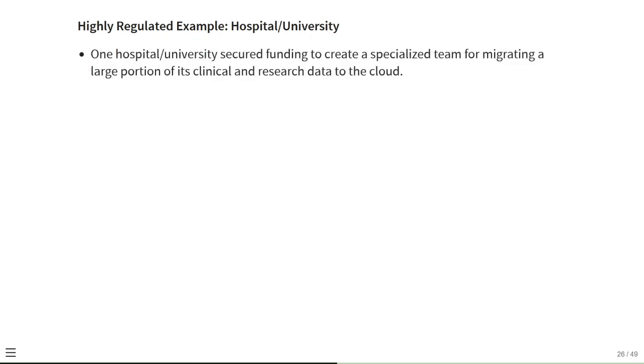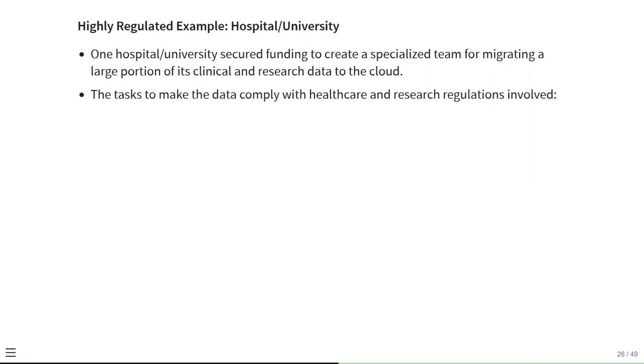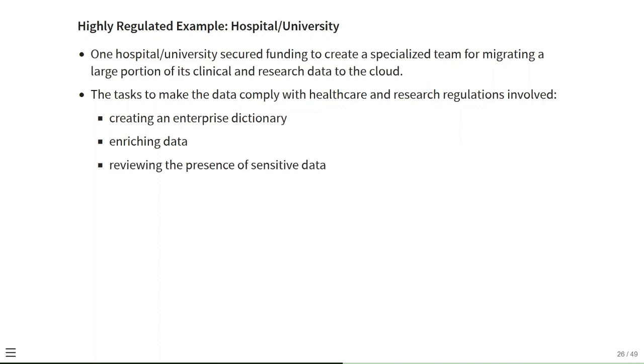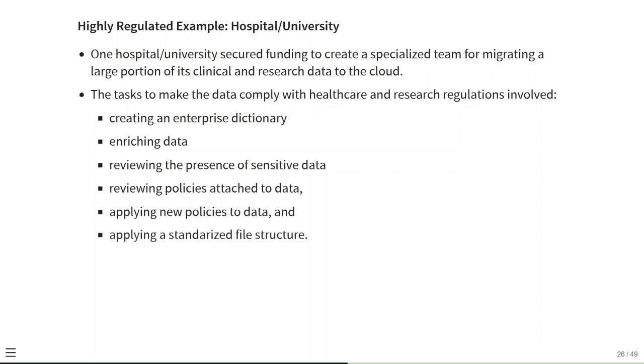An example of a highly regulated organization is a hospital university. One hospital university secured funding to create a specialized team for migrating a large portion of its clinical and research data to the cloud. The tasks to make the data comply with healthcare and research regulations involved creating an enterprise dictionary, enriching the data, reviewing the presence of sensitive data, reviewing policies attached to the data, applying new policies to the data, and applying a standardized file structure.